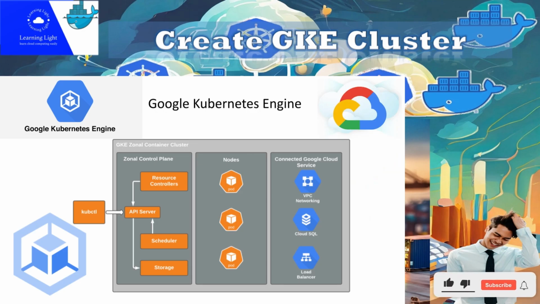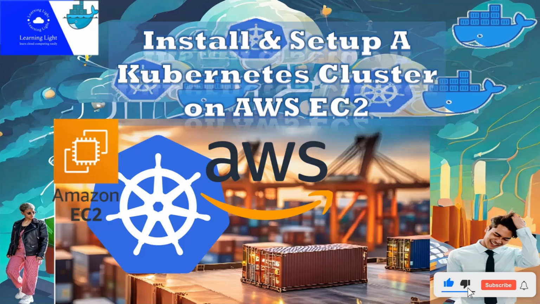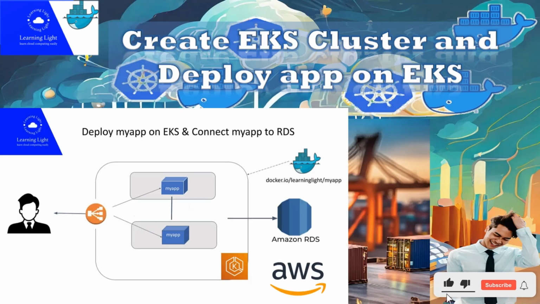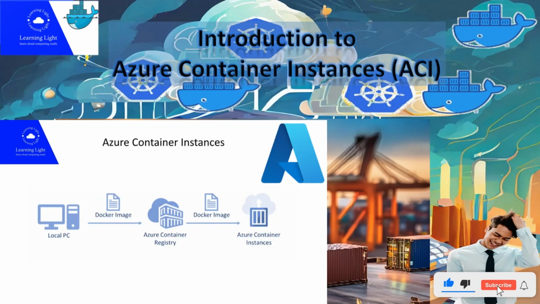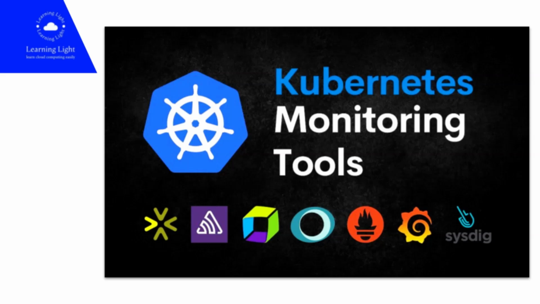So, in the previous lectures, we have created the GKE cluster in Google Cloud Platform. Also, we have created a number of Kubernetes clusters in different environments, like on-premises systems and the AWS EKS environment. Also, we have created managed container services like Google Cloud Run or ECS Fargate. So now we are going to monitor those Kubernetes clusters.